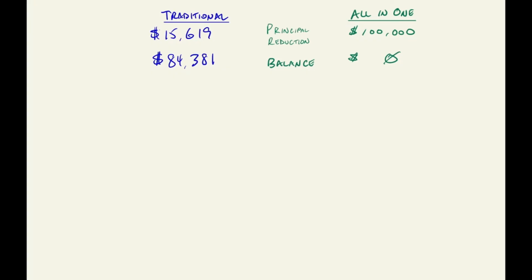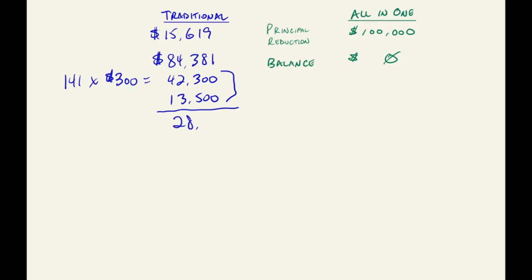However, just so we're comparing apples to apples again, you had 141 months that you were saving $300 a month net. So that would come to $42,300. You also had the $13,500 that was sitting aside in your emergency fund. Now, if you wanted to take this savings and throw it against your principal balance, that would take your principal balance down to $28,581. Now, you can't get that money back out. The $100,000 is still fully available to you on the all-in-one loan.